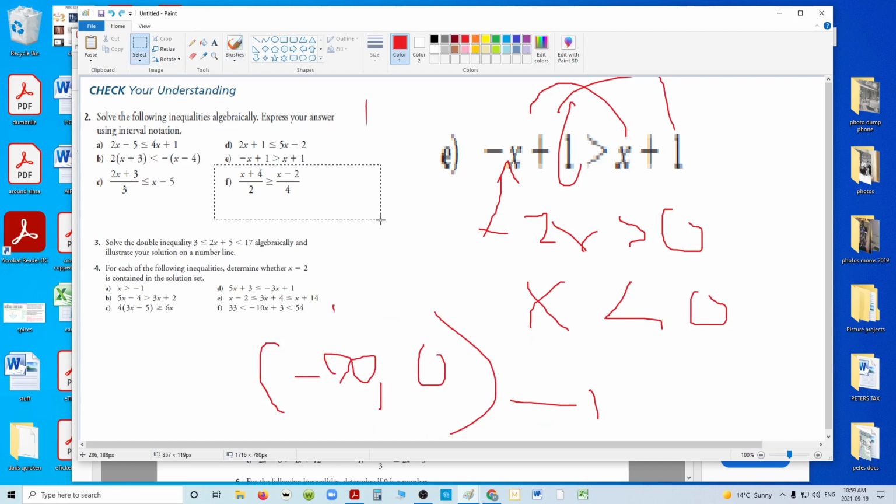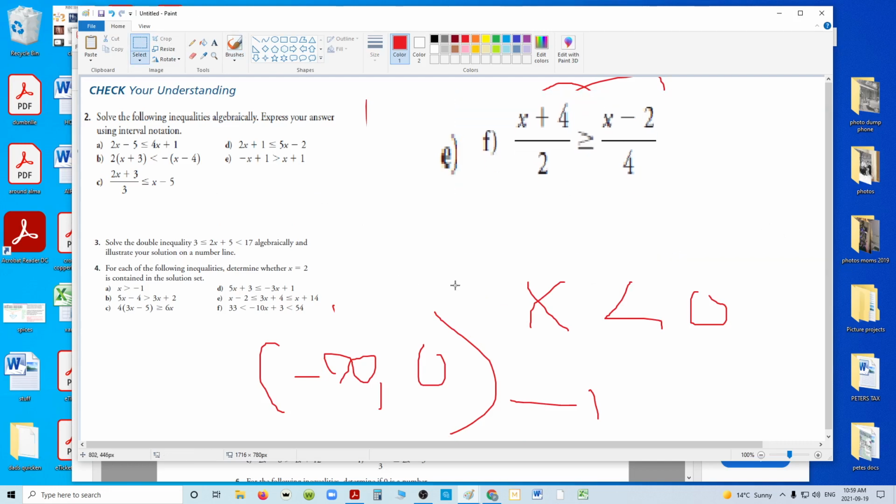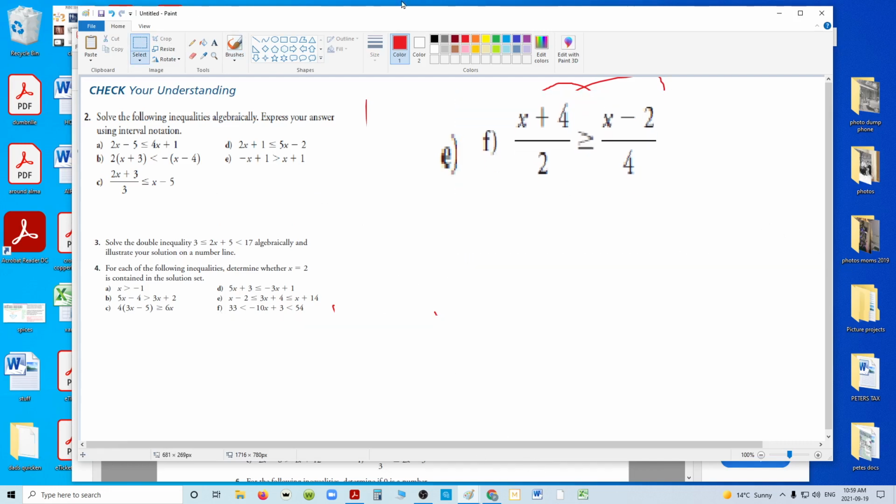And finally, the last one, how do I get rid of those fractions? Well, both 2 and 4 are factors of 4, so I'm going to multiply both sides by 4. When this happens on the left side, those cancel to 2, and the 2 must multiply both those terms, 2x plus 8. When I multiply the right side, the 4 just disappears.